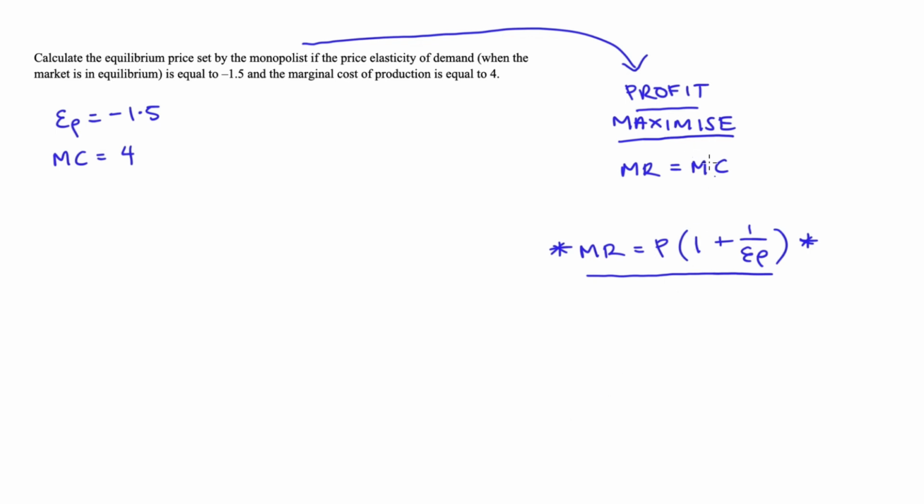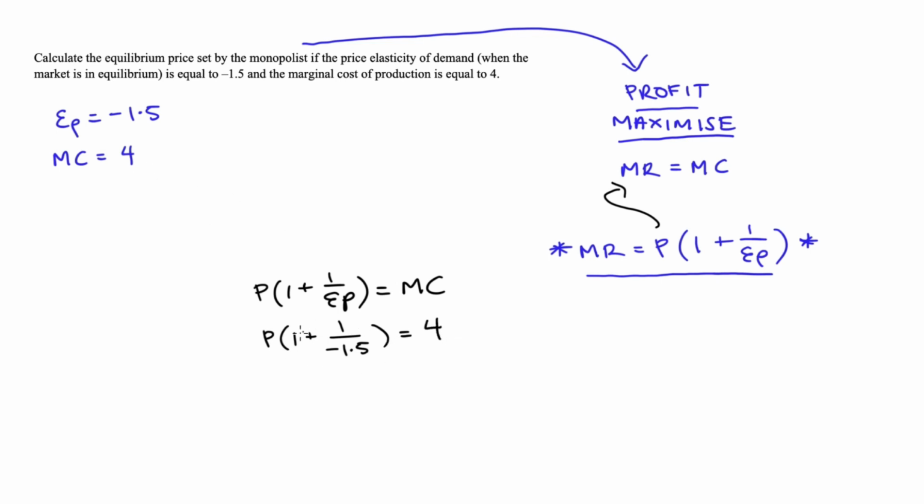Once we've got these two things though, it's easy to see how we can get our equilibrium price. All we need to do first is substitute marginal revenue, this expression, in to here, and we get marginal revenue, well, that's P times 1 plus 1 over epsilon P is equal to marginal cost. So that's the profit maximization condition for the monopolist. We can substitute in then epsilon P is equal to negative 1.5. So I get P times 1 plus 1 over negative 1.5 is equal to marginal cost, which is 4.